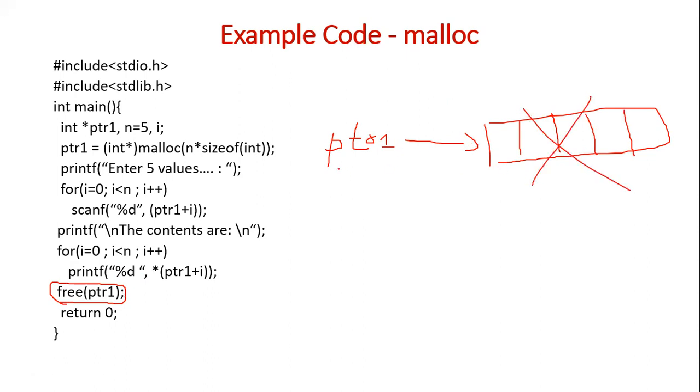Now ptr is not pointing. Now ptr cannot access this location, because this location is already freed. Right? So this is called a dangling pointer. Because originally ptr is pointing here, but now you freed that. It means some other program can use that. So it becomes a dangling pointer.